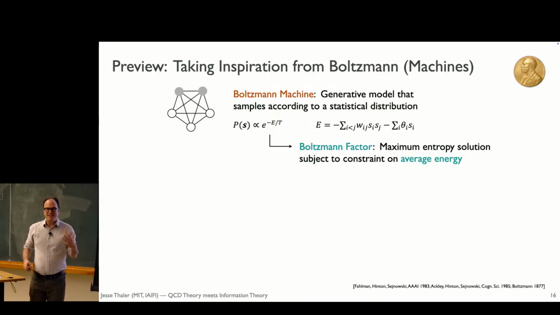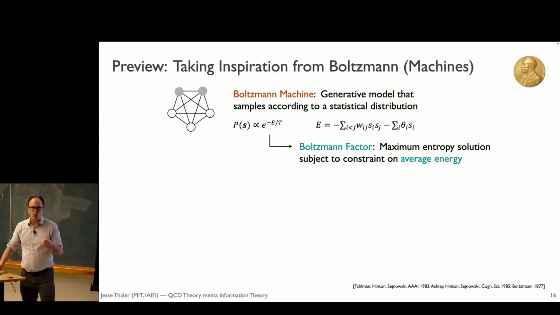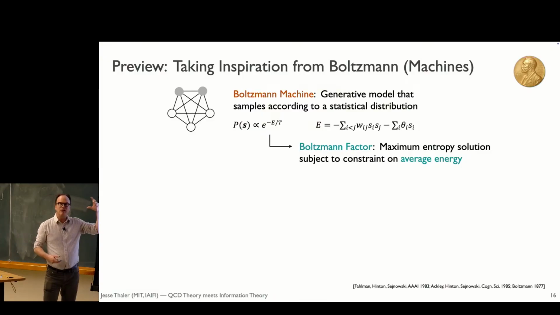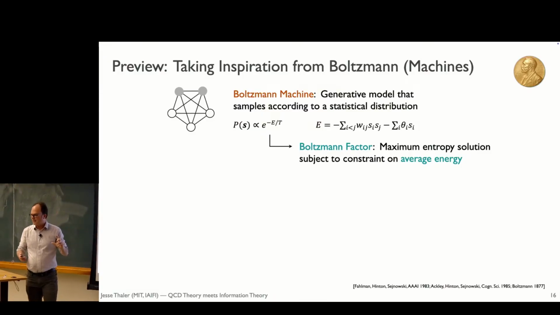But this e to the minus E over T is not something that's just a randomly chosen factor. It's something where you can appeal to entropy principles to say why you think something should be distributed in this way if you know something about its average energy. And we're going to take this idea and lift it to a collider physics context.